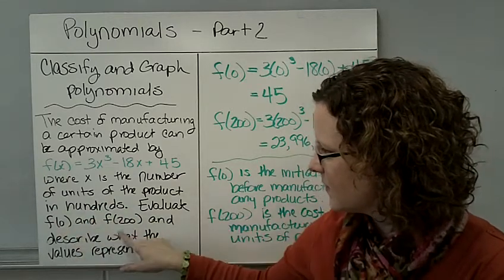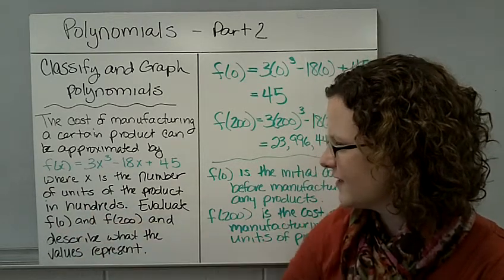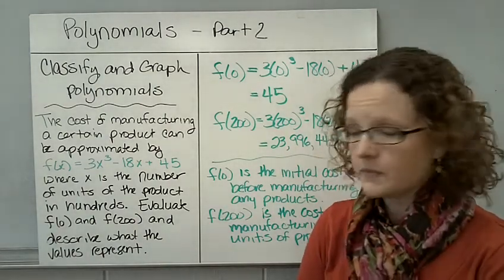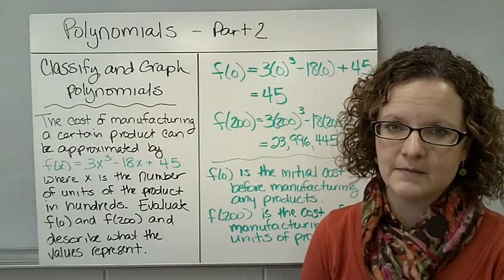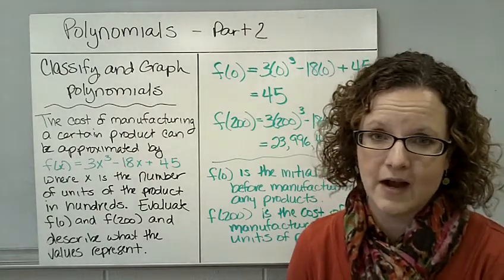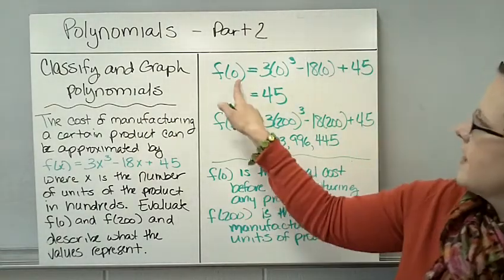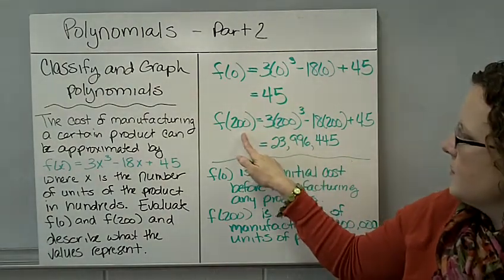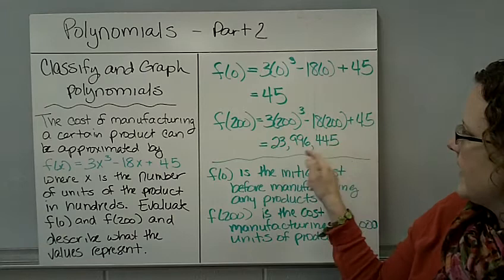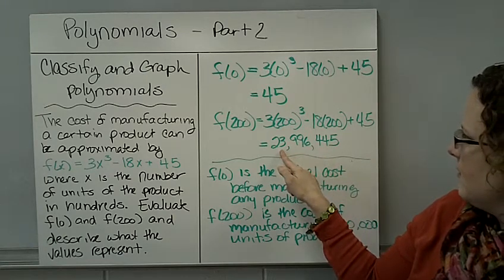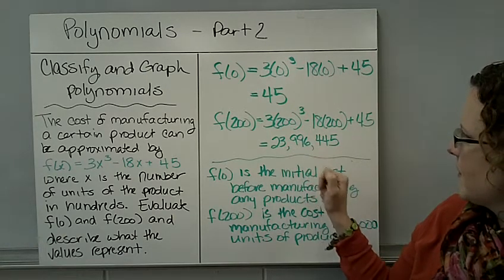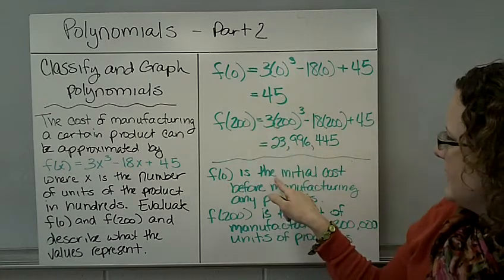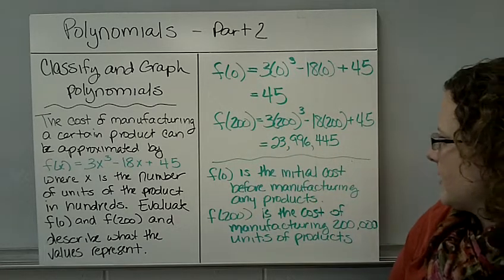So that's 0, and that's 200 hundreds, or 200,000. And describe what the values represent. So all we're going to do is plug in those values from the function and describe our answers. First of all, f of 0. Okay, go through the math, you get 45. f of 200, plug in 200 in for x, and you get 23,996,445. Let's describe it. f of 0, that's the initial cost before manufacturing any products.